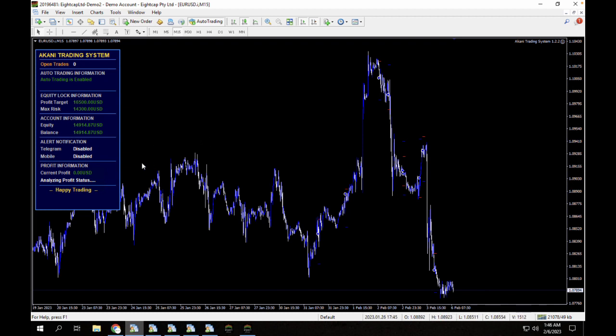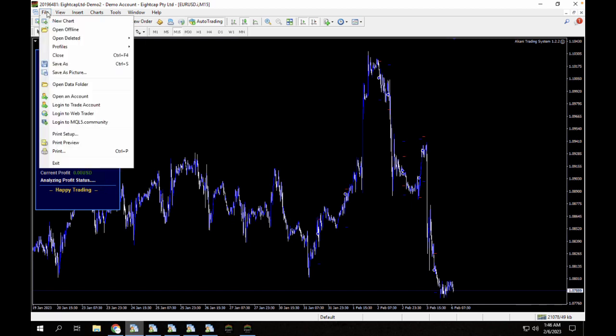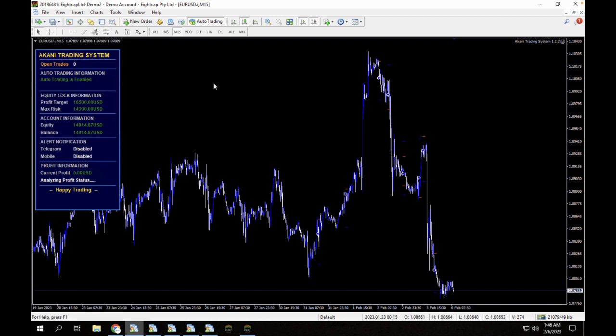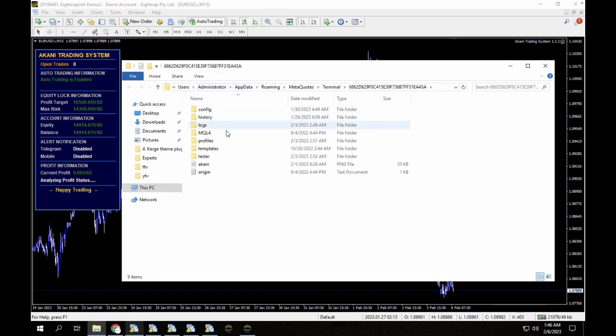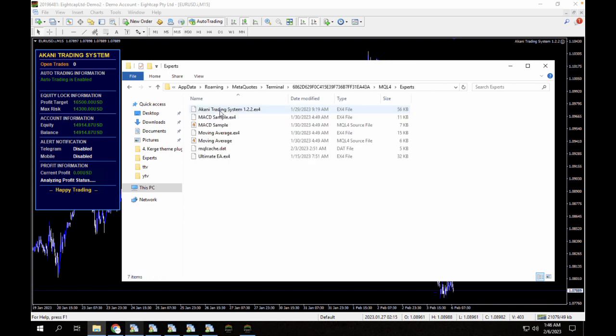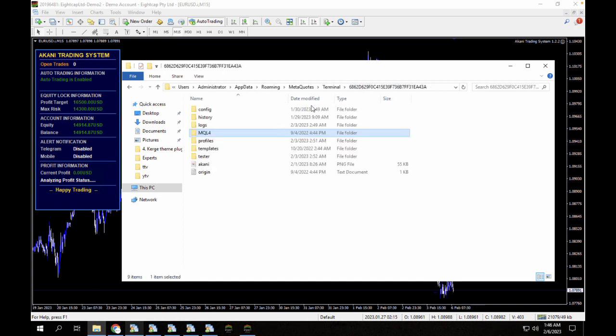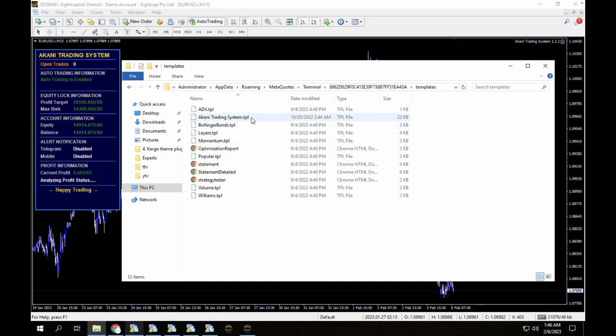You can see the installation is very easy. All you need to do is copy the experts to your experts folder, and then copy the templates to your templates folder. Once you do that, your files are going to look like this. As you can see, we have the Akani Trading System in our experts directory, and if you go over to our templates directory here, you can also see the Akani Trading System.